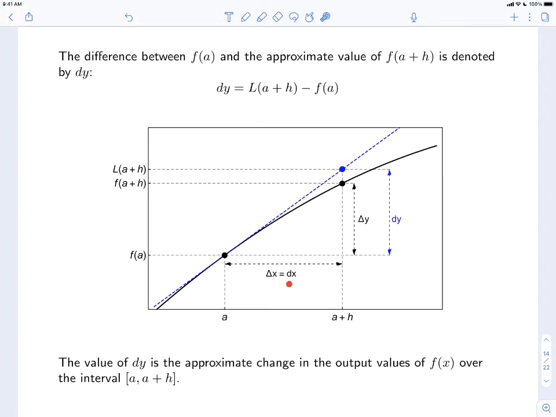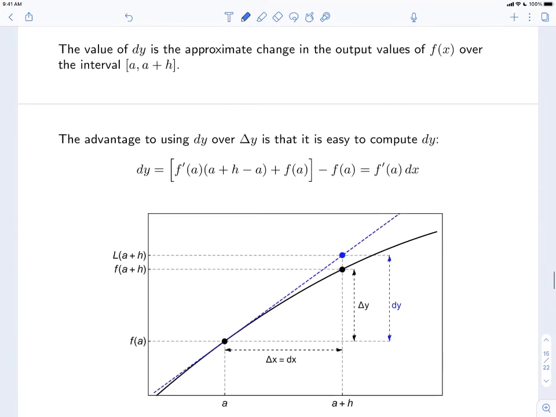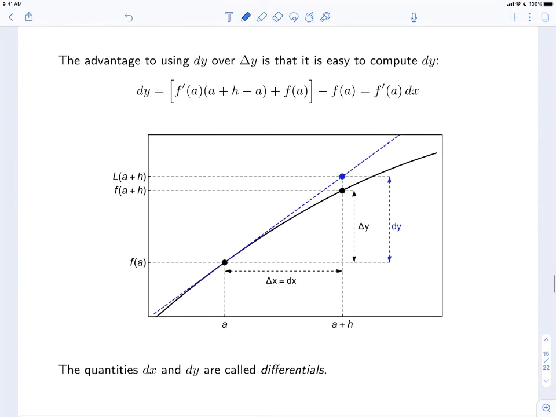dx is also a quantity, but it's just the same as delta x. The value of dy is the approximate change in the output values of f at x over this interval from a to a plus h. Once again, it's possible for dy and dx to be negative. The advantage to using dy over delta y is that it's easier for computations.